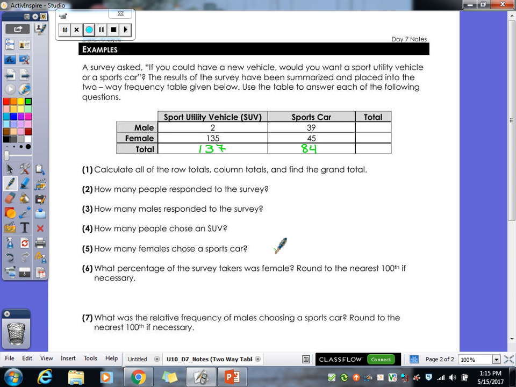So let's add up our males. 2 plus 39, so 41 males. 135 plus 45 is 180 for females. So 41 plus 180 gives us 221. So we just have to check, is 137 plus 84 also 221? Yes, it is. So as long as all your marginal frequencies add up to be the same number, we're good to go.